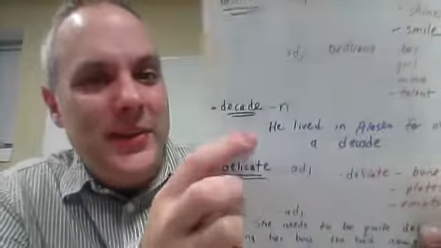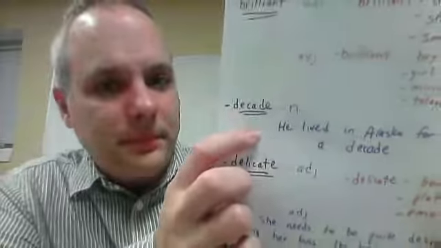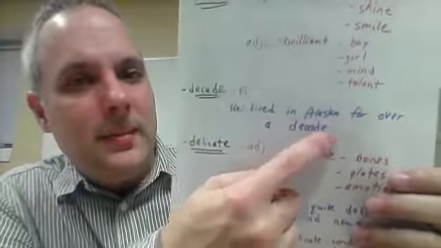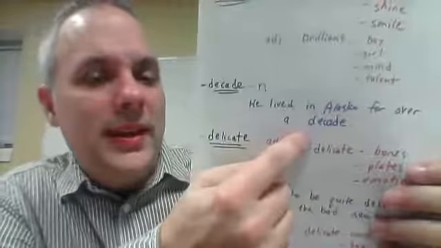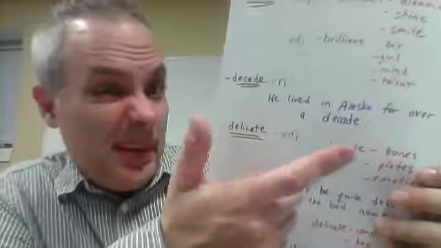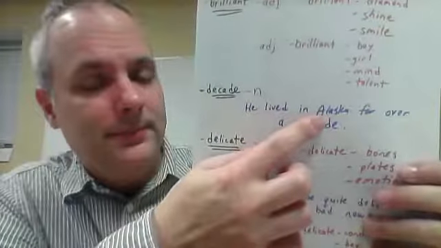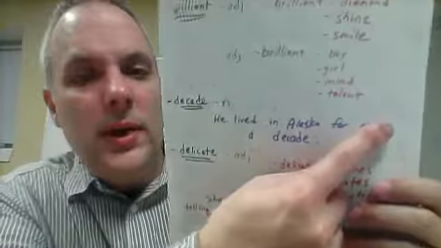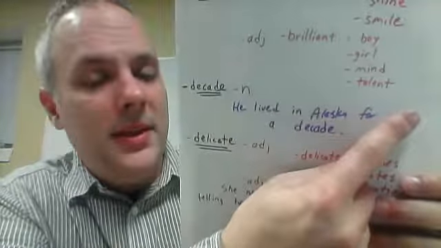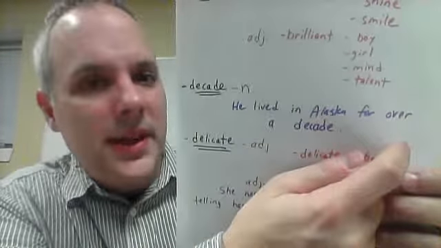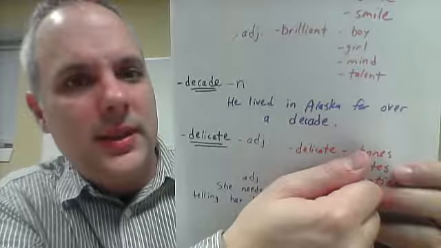Okay? Now decade means 10 years. 10 years. Okay? So here, he lived in Alaska for over a decade. So for over means more than a decade. So maybe this person, he lived in Alaska for 11 years, 12 years, 13 years, like this, okay? Over a decade. If it said he lived in Alaska for a decade, then it means he lived in Alaska for 10 years, exactly 10 years. Over a decade is going to be 11, 12 years, like that.